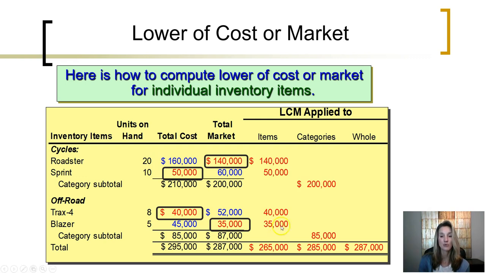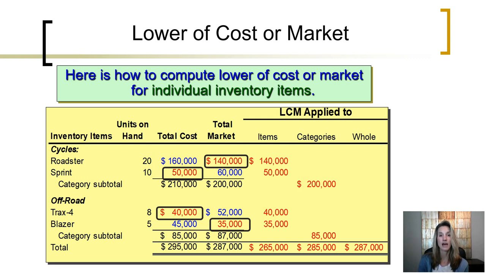If we apply that rule to the categories, looking at the category of cycles, the market value is lower, so that will be the amount reported for these cycles. Looking at the off-roads, the cost is lower, so that will be the amount reported. So the amount reported by applying this rule to categories will be $200,000 plus $85,000, or $285,000 inventory.